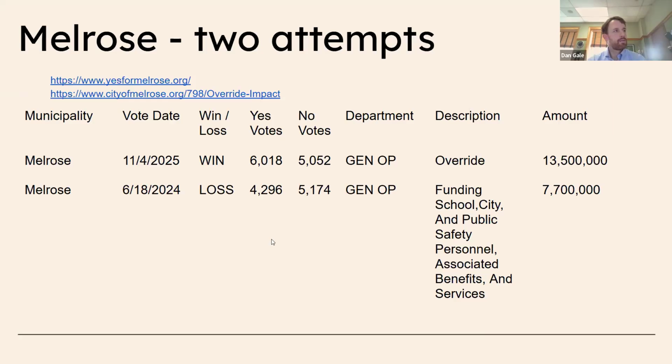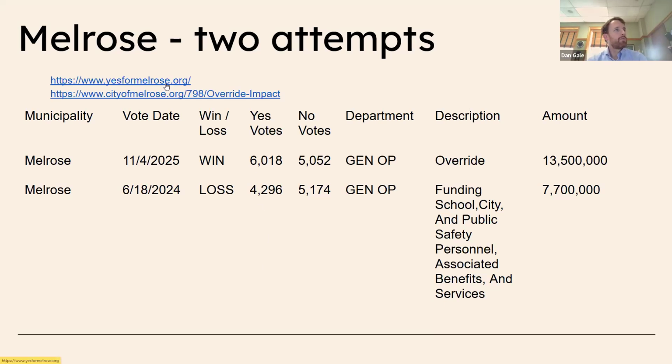Here's another one. Melrose just recently passed an override. They tried in June of 2024 for 7 million. If you ask them why they think they failed, they'll probably tell you it was a rushed attempt. They decided late to go for the override, and they didn't have enough time to publicize and get the facts out there. So they regrouped.